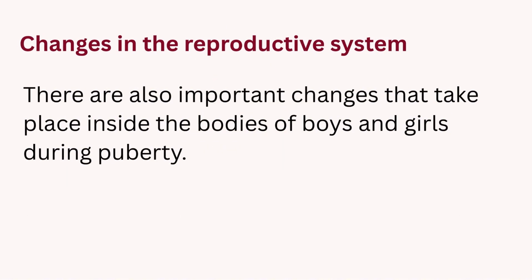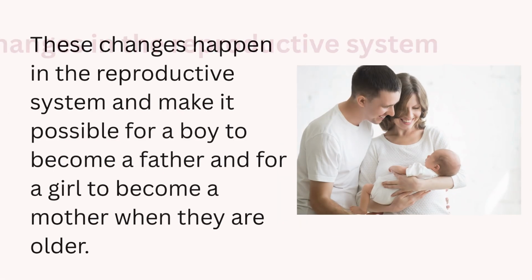Changes in the reproductive system. There are also important changes that take place inside the bodies of boys and girls during puberty. These changes happen in the reproductive system and make it possible for a boy to become a father and for a girl to become a mother when they are older.